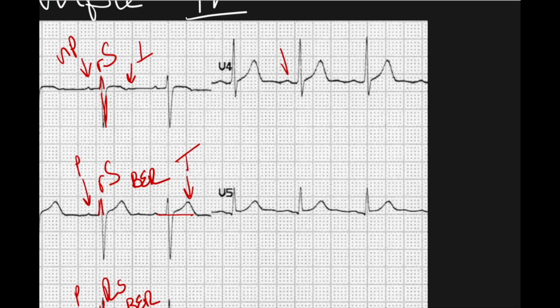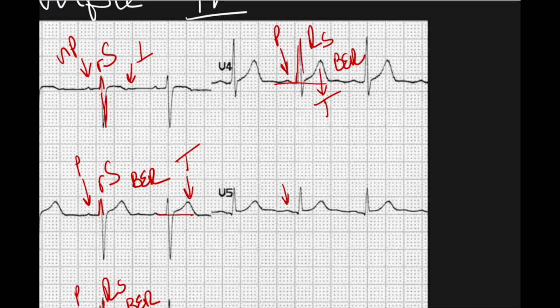In V4, we have that P wave. We have no Q waves. We have a dominant R wave. So this one's definitely an RS complex. And we could say that's a little bit of elevation, and our T waves are upright as they should be.